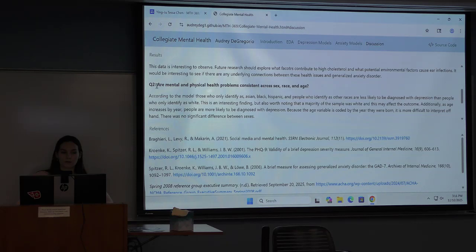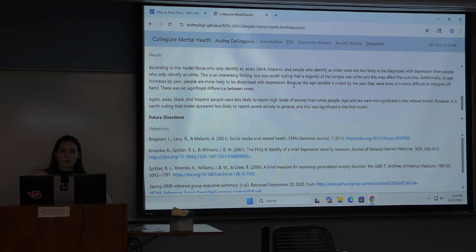And then second are mental and physical health problems, consistency problems, sex, race, and age. The only one that was consistently different for both was race. Age and sex were not significantly different for anxiety, but people that were older had a slightly higher probability of being diagnosed with depression.